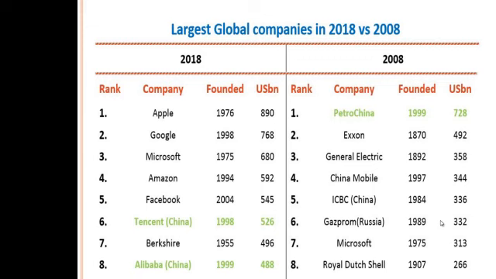Fast forward 10 years, it gives you in the right hand section how much their company was worth: PetroChina 728 billion, Exxon $492 billion. If you come back to 2018, most of these companies have completely gone out of the top 10 chart.